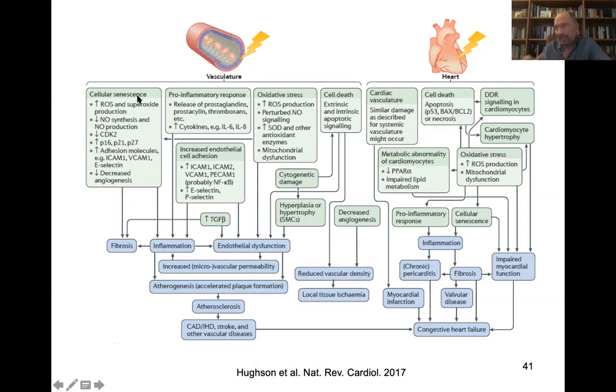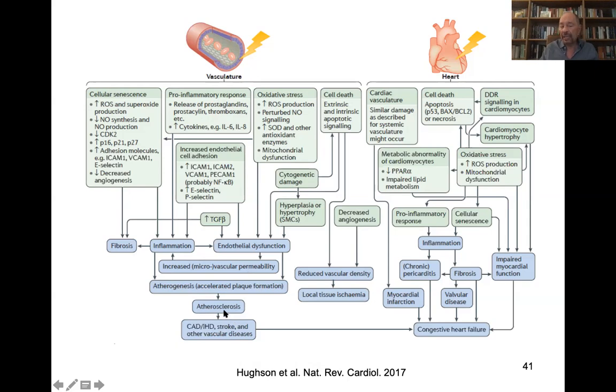Senescence, cellular senescence, which is a pathway of cell death, but a specific one. Pro-inflammatory response, which is the release of cytokines or prostaglandins. Oxidative stress, we discussed this many times, but you can increase the overall level of oxidative stress in the cells, leading to endothelial dysfunction, which again is related to increased microvascular permeability.